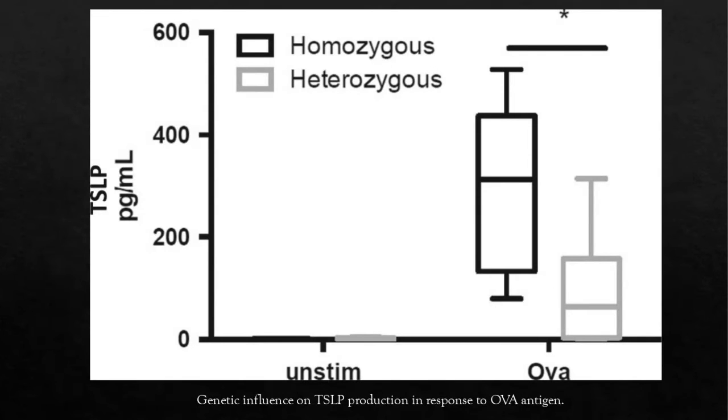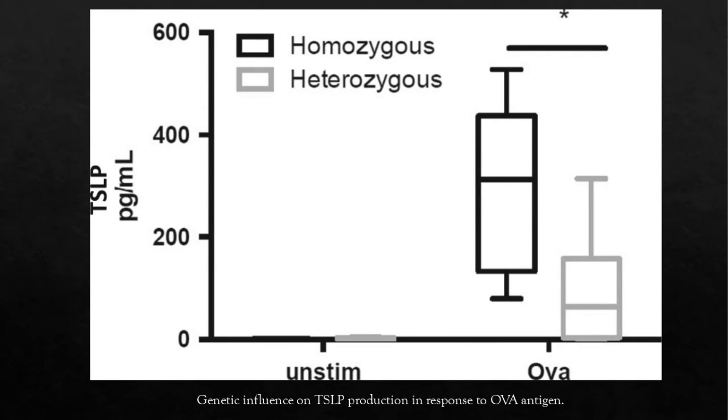This is another interesting thing that they found. They took 12 different cells from these patients, and so 5 of them had 2 risk alleles and 7 had 1 risk allele, and they found that the cells from the patients who had the 2 risk alleles had significantly enhanced TSLP response to OVA, which is the major protein found in egg whites.